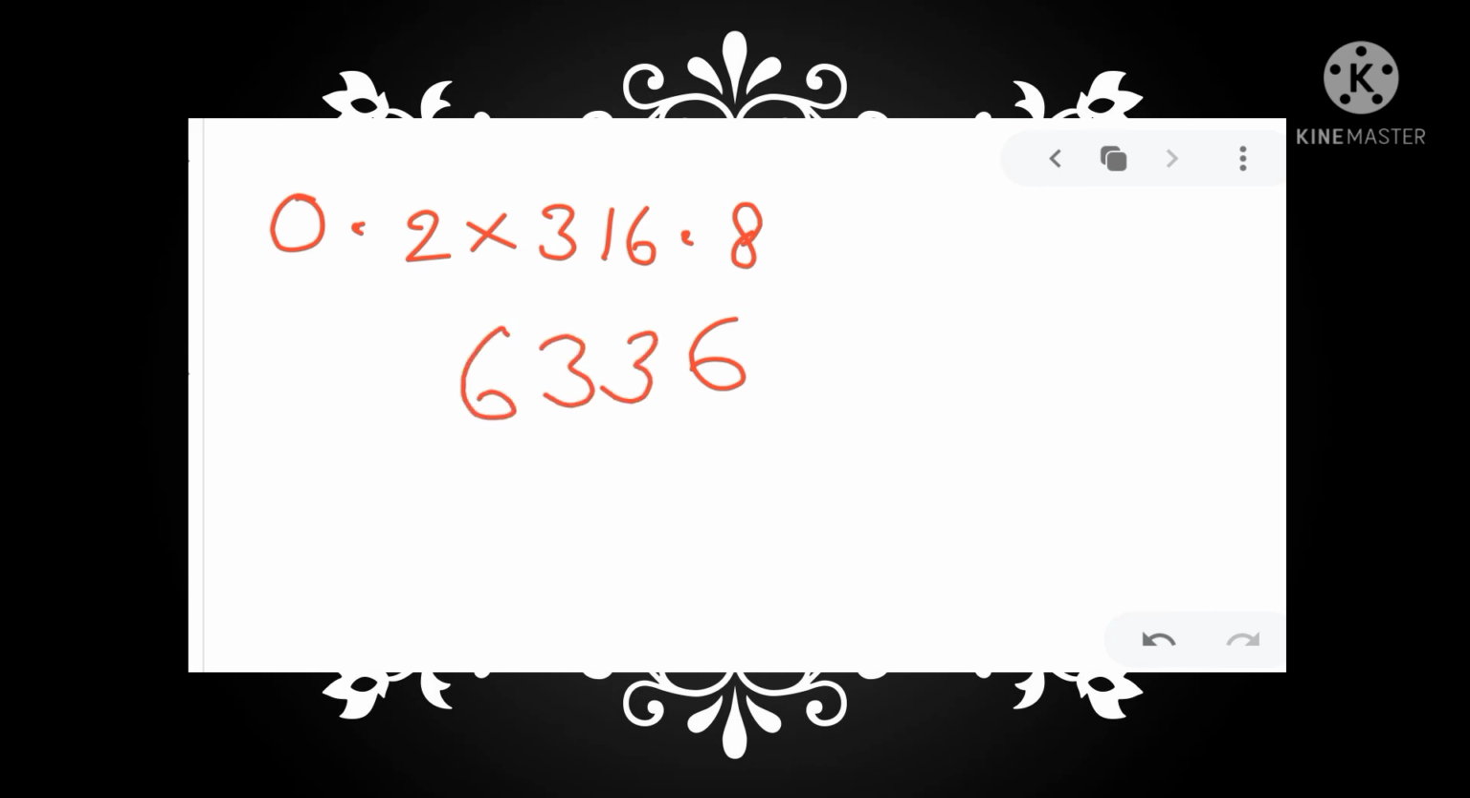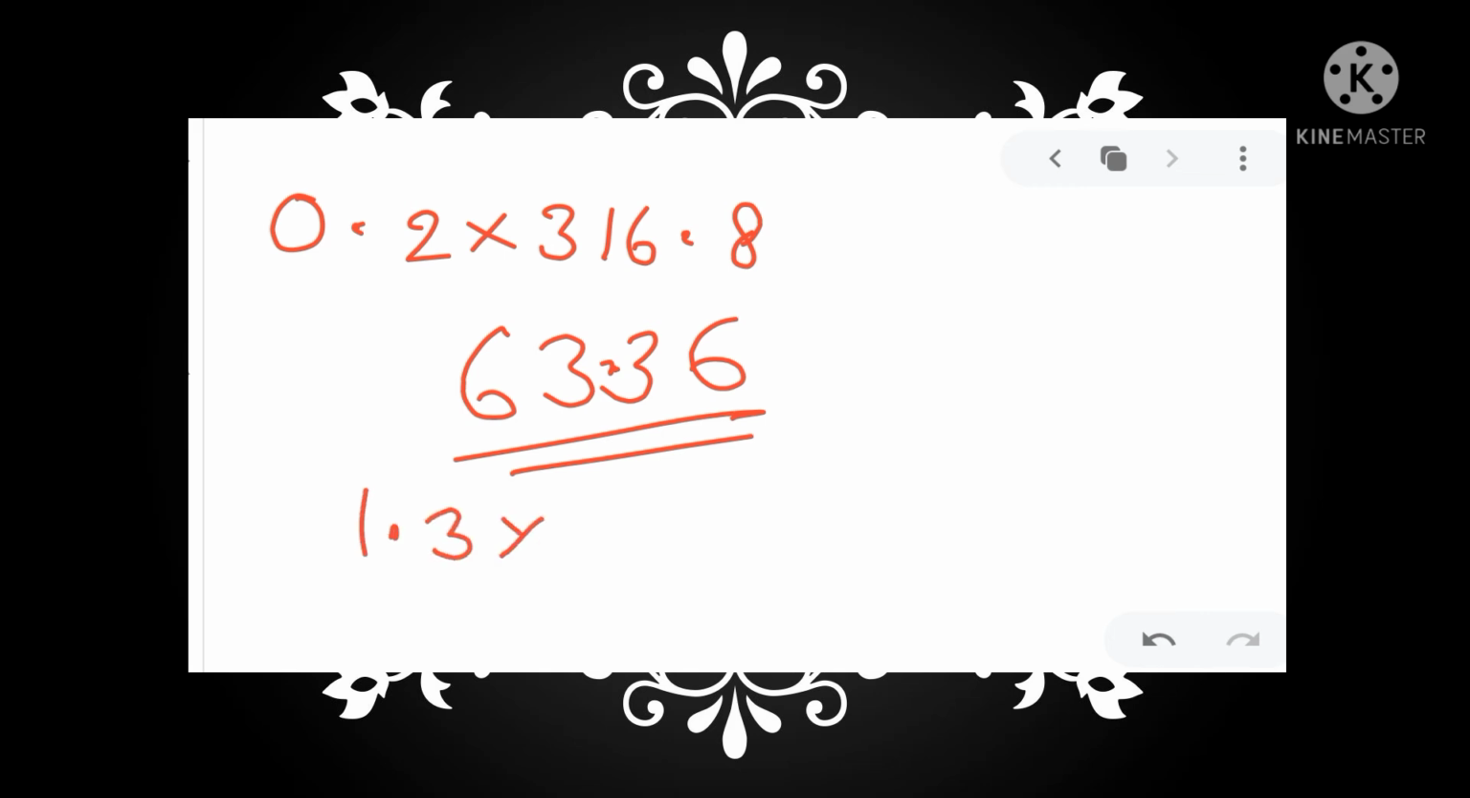Then 0.2 into 316.8. Multiply 2 with 316.8. 2 8s are 16. 2 6s are 12 plus 1, 13. 2 1s are 2 plus 1, 3. 2 3s are 6. Total number of decimal places is 2. That is 63.36.